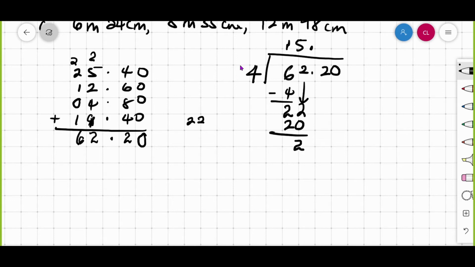Let me keep my decimal point in the same place. Subtract, I get 2. I'm going to bring down this here. 4 into 22 again would go how many times? Not hearing you. Go again. 4 into 22 now, how many times would it go?